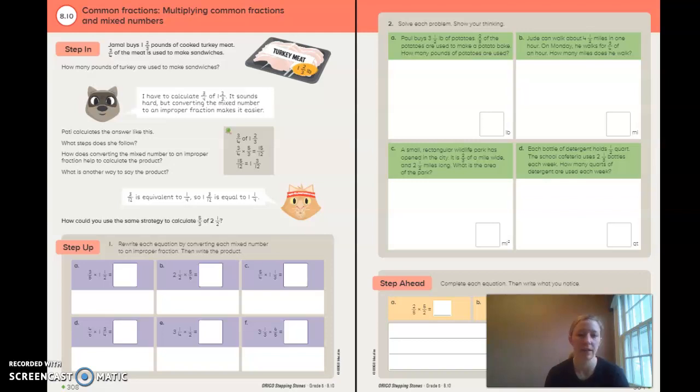Hi everyone, we're going to go ahead and start with lesson 8.10, which is common fractions, multiplying common fractions, and mixed numbers. Let's just quick review.